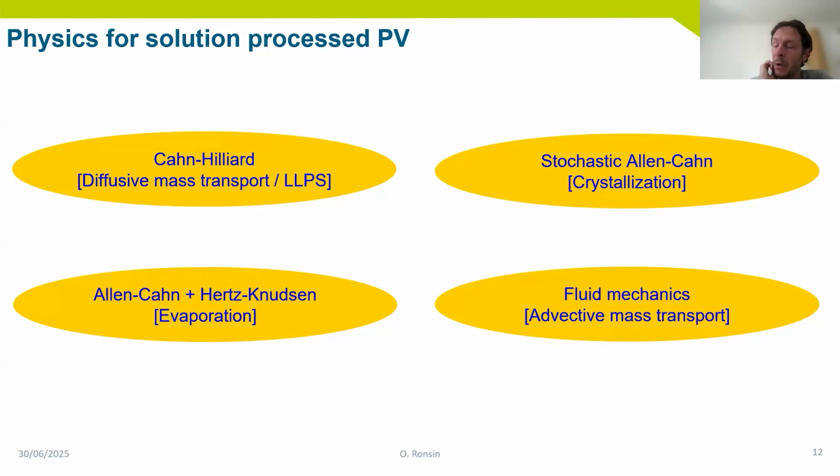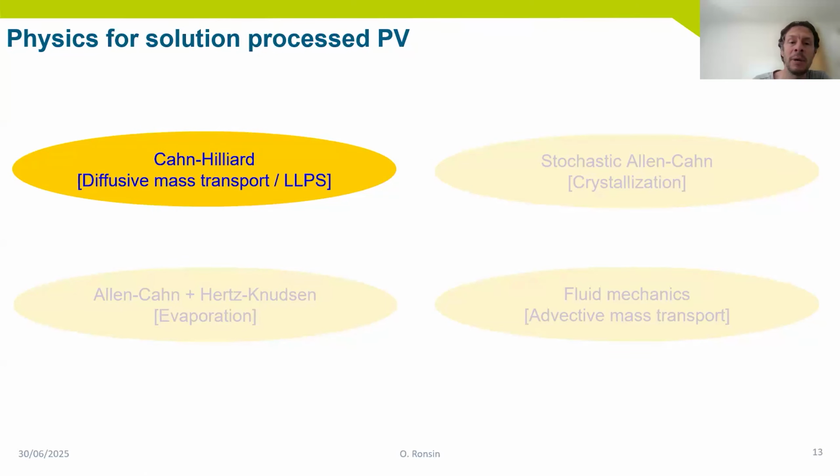So actually, in all these problems, we need to handle 4 major processes, which are related to 4 different kinds of equations. The first one will be diffusive mass transport and demixing, which we'll describe with the so-called Cahn-Hilliard equation. Crystallization we'll describe with a stochastic Allen-Cahn equation. We'll have a look in more detail. The evaporation we'll describe with, once again, an Allen-Cahn equation and a Hertz-Knudsen description of the evaporation. And we'll also need fluid mechanics equations for effective mass transport. But for the time being, let's talk about demixing and the Cahn-Hilliard equation.